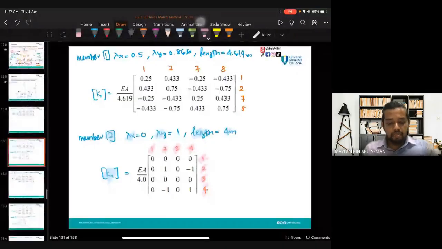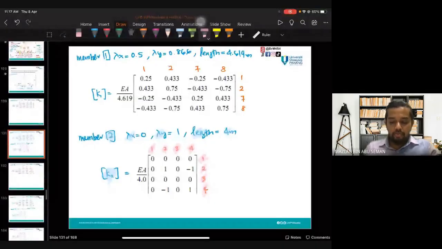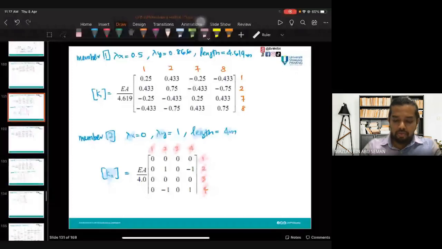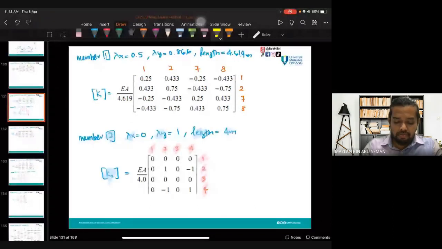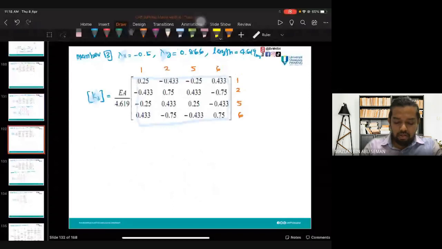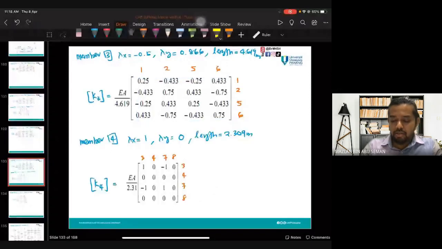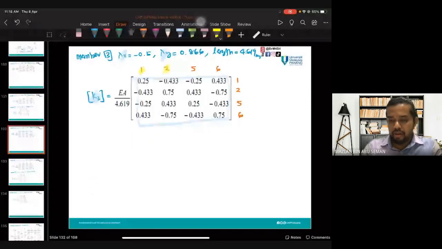Is it clear? So do the same for member 3. For member 3, you get lambda x, lambda y. Be careful on negative values, okay? If negative, make sure, because you have to check with this formula to find this matrix. Then numbering for member 3 is 1, 2, 5, 6, 1, 2, 5, 6.